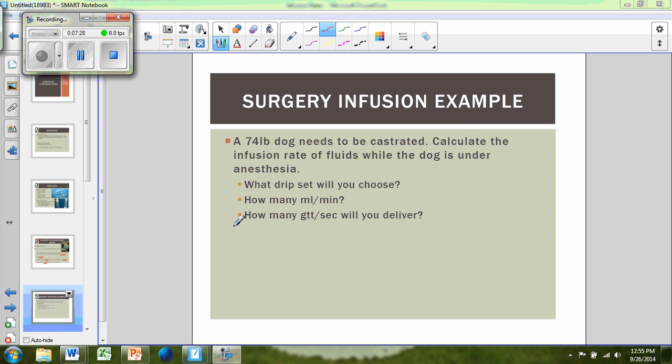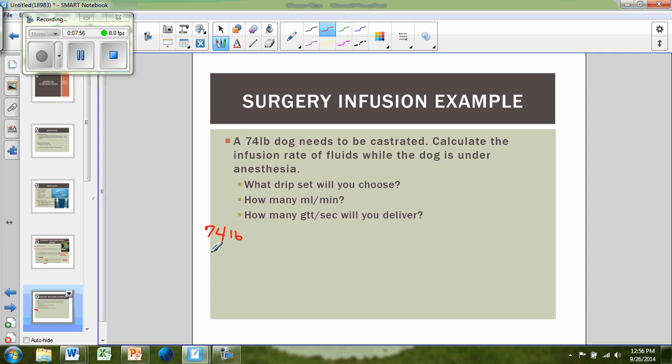So if we are to set up this surgery infusion example here, we read it out first. A 74-pound dog needs to be castrated. Calculate the infusion rate of fluids while the dog is under anesthesia. So the first thing I'm going to do is write out my pieces of information that I know and that I need. So I have a 74-pound dog.